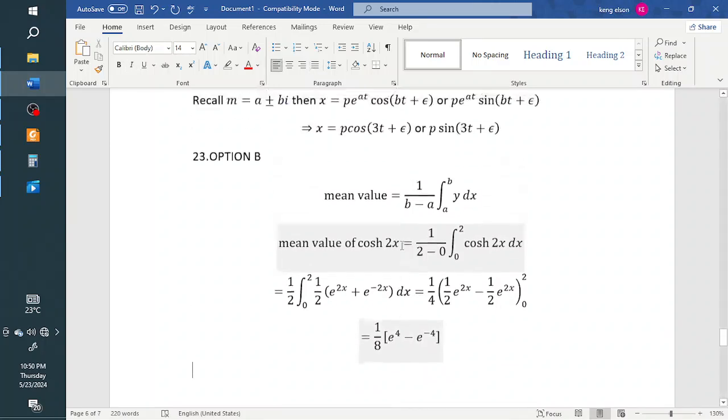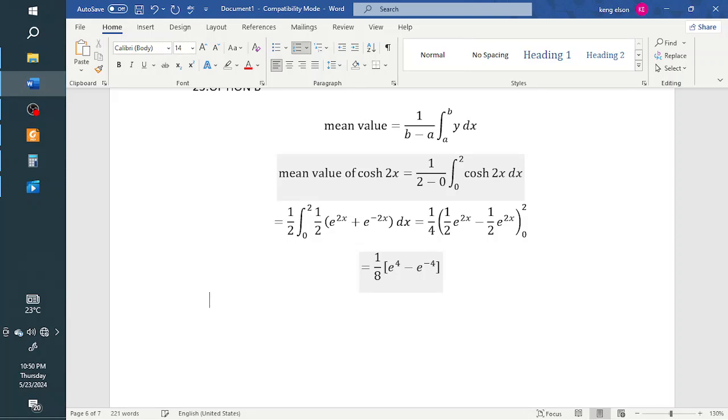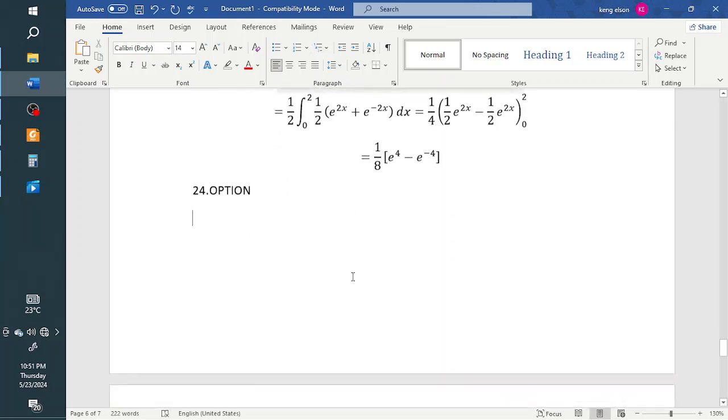Let's move on to question 24. Which option will be correct? That's the very first question I asked myself when I arrived at MCQ.